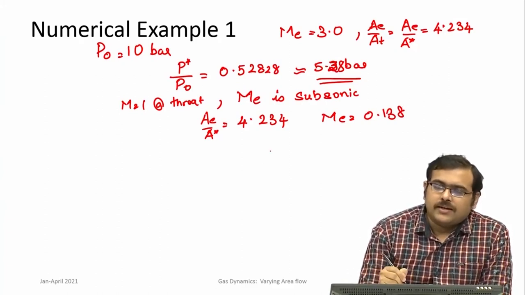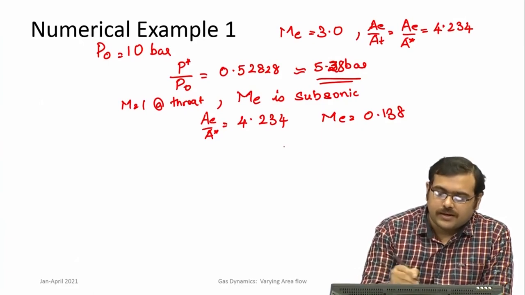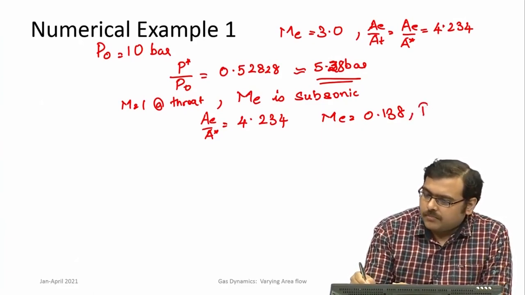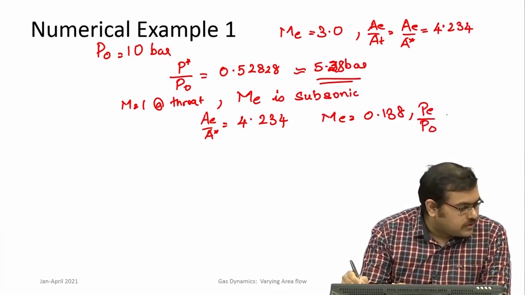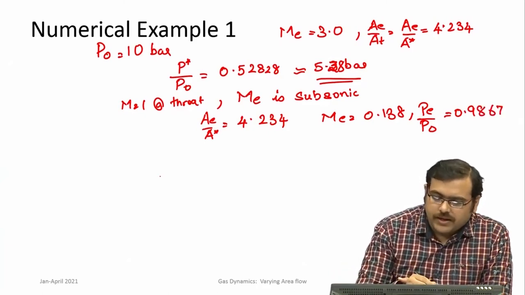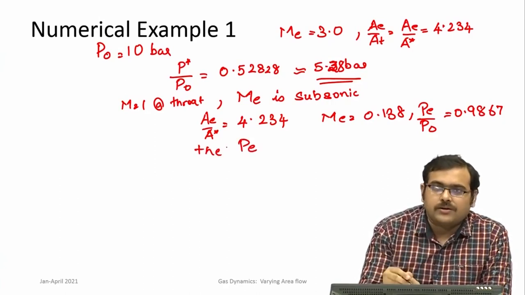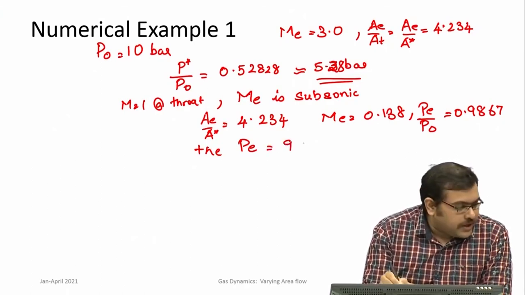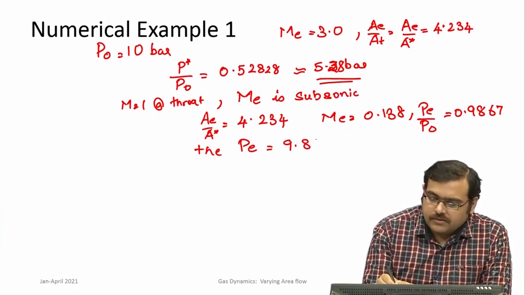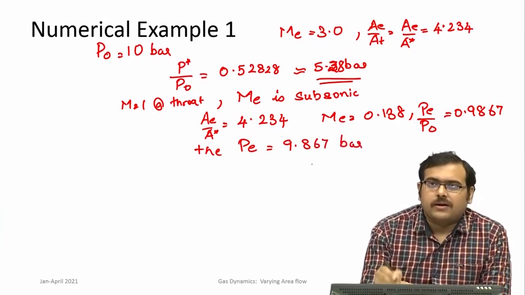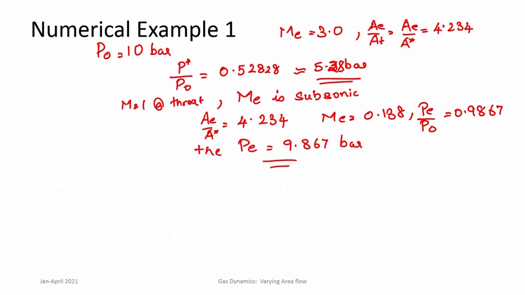So we look for the subsonic solution for this given AE by A star, and that corresponding subsonic Mach number is 0.138. Now the flow is completely subsonic, therefore you can calculate what PE by P naught is. This turns out to be 0.9867. So if we take P naught as around 10 bar, the exit pressure is 9.867 bar. So it will be around this value. That is for the case when the throat is at Mach 1 and the exit is subsonic.